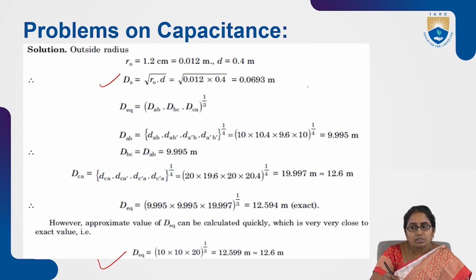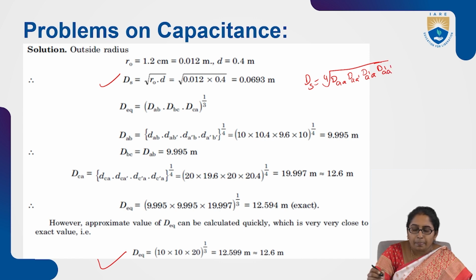We know how to calculate Ds: the fourth root of Daa, Daa dash, Da dash a, Da dash a dash. Right? That is how we calculate the self GMD, with respect to the conductor itself. Now, what is Daa? Daa and Da dash a dash are both equal to the radius. Next, Daa dash and Da dash a are equal to 0.4.